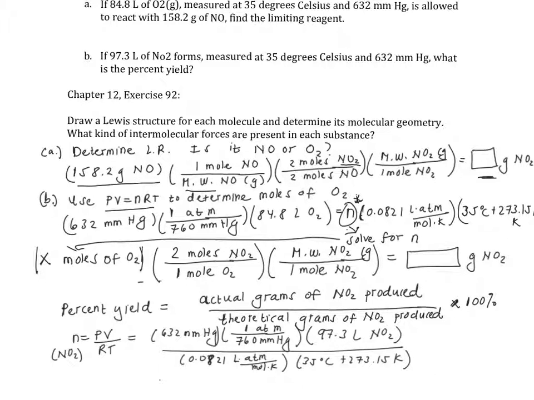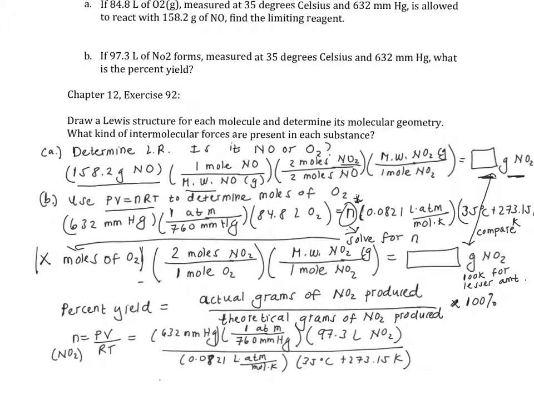So what you're going to do is you have 2 grams of nitrogen dioxide that you're going to compare. Whatever produces the lesser amount will tell you what your limiting reagent is. So look for the lesser amount. For example, if the lesser amount is from your nitrogen monoxide, that is your limiting reagent. If the lesser amount is from your oxygen, that is your limiting reagent.